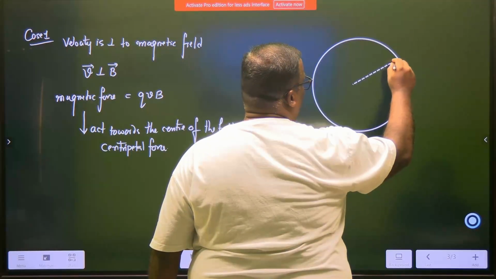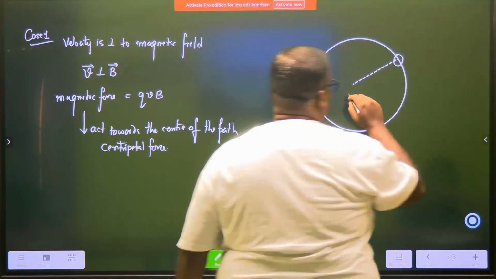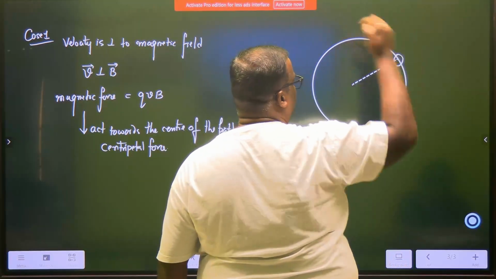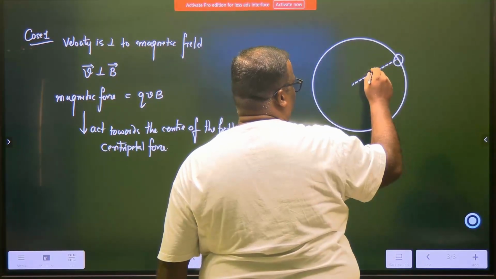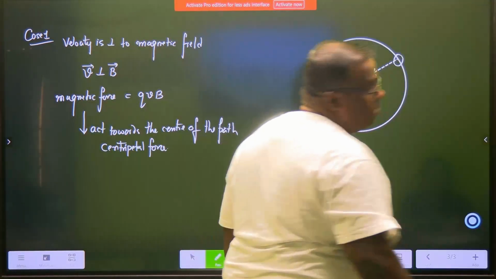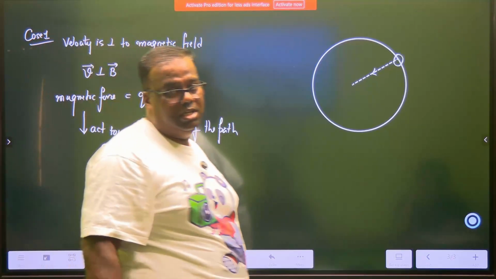And you are whirling the stone all across. Tied a stone here, and this is the center. And then you are moving it. Then what happens? Why is it moving in a circular path? There will always be an inward pull. The inward force is always known as the centripetal force.